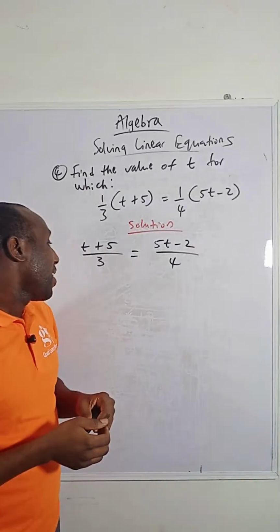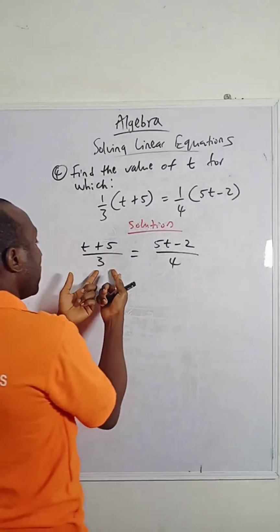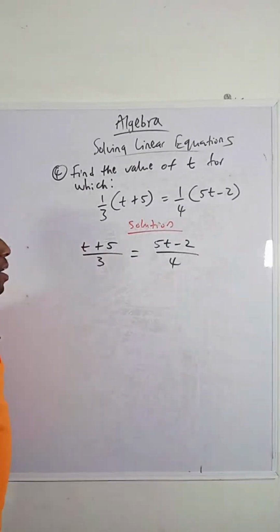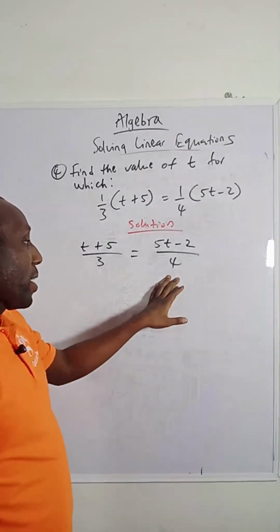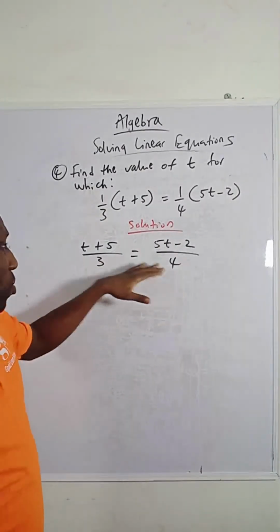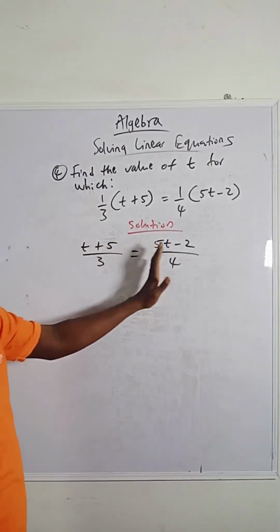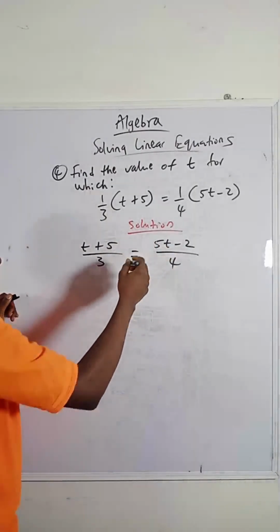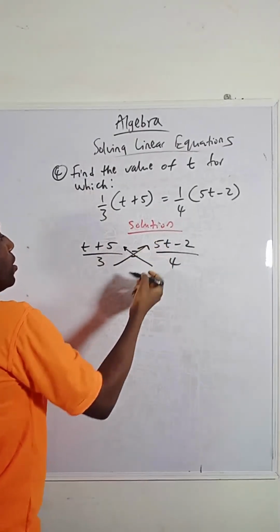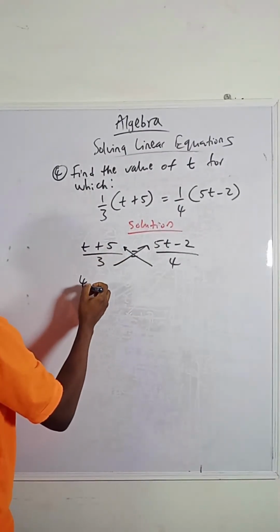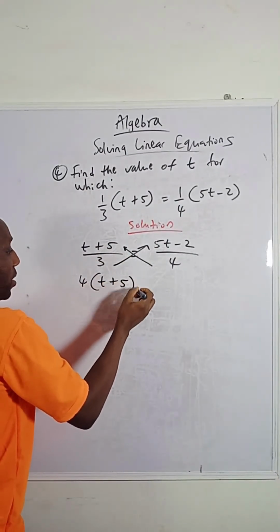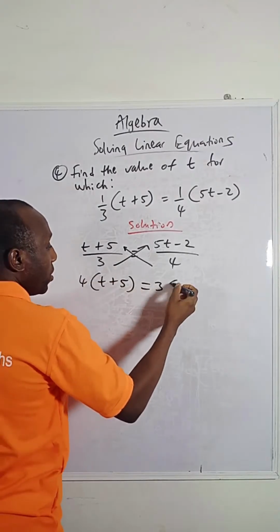Now, if I want to clear the denominators, I can decide to multiply both sides by what? Or you can cross multiply, whichever you want to do, or multiply both sides by 12. Okay, let's cross multiply for a change. So you have 4 times t plus 5 is equal to 3 times what?